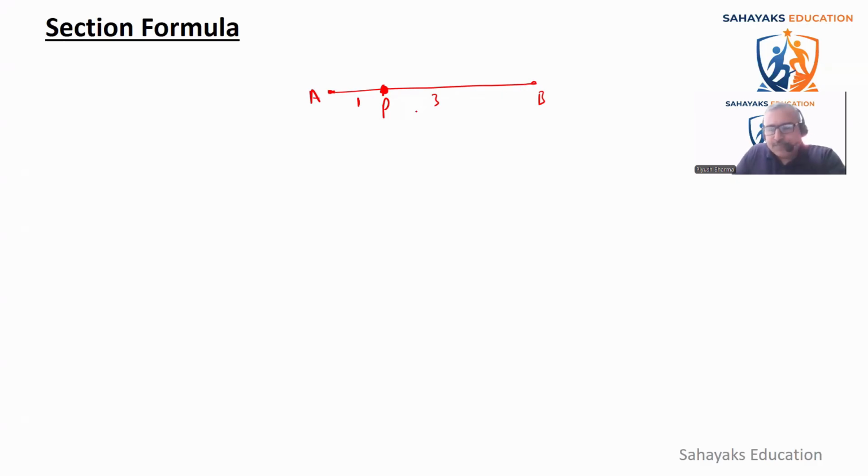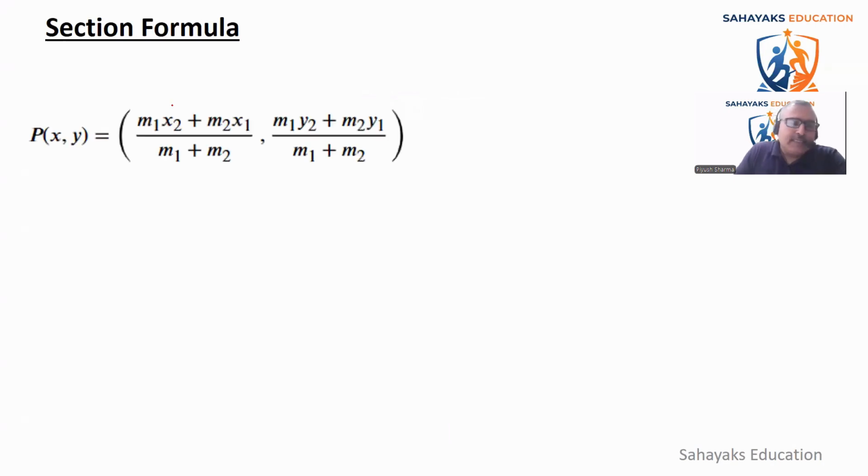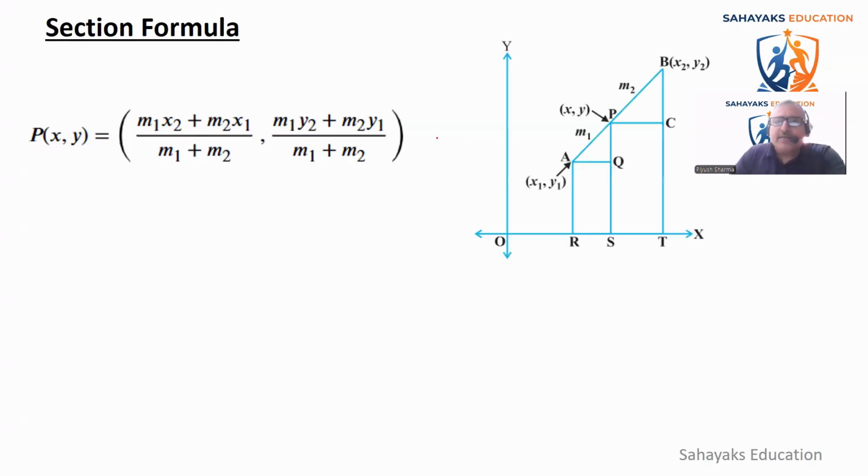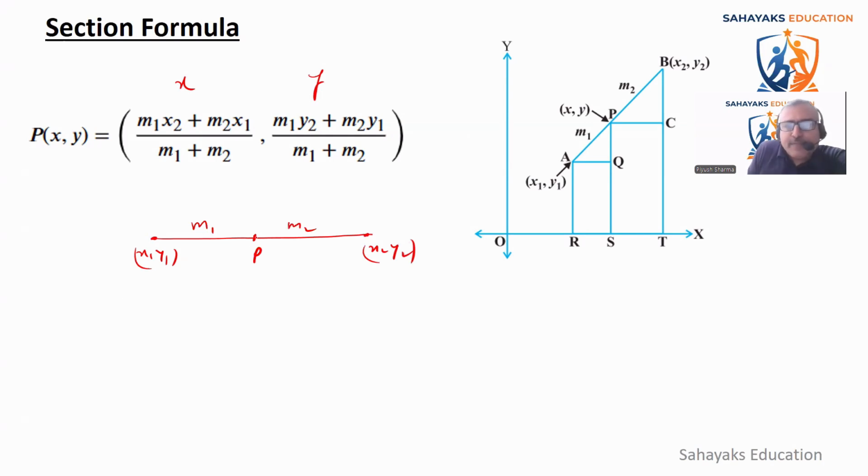And what is the section formula? It seems difficult, but I'll tell you how exactly we arrive at it. I'll just create the graph here. This is the value of x and this is the value of y. If this point is (x1, y1), and this point is (x2, y2), and there is a point P in between, dividing in the ratio m1:m2, then point P has the coordinates (x, y).